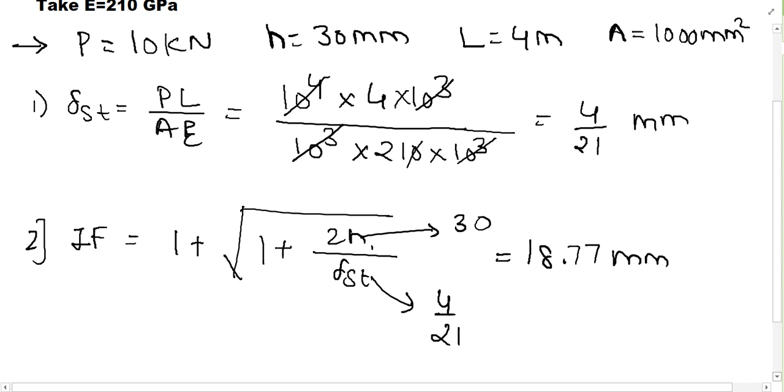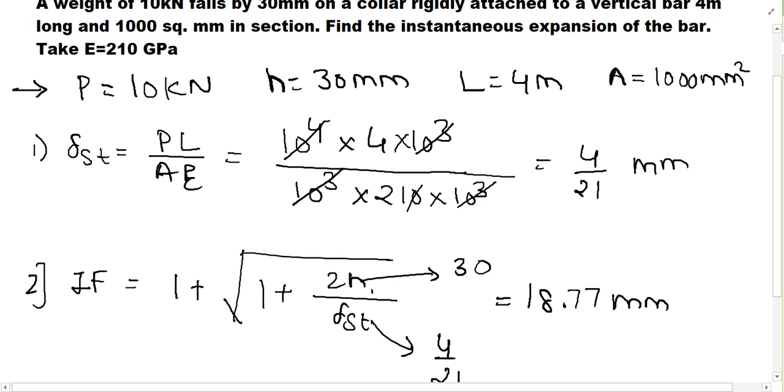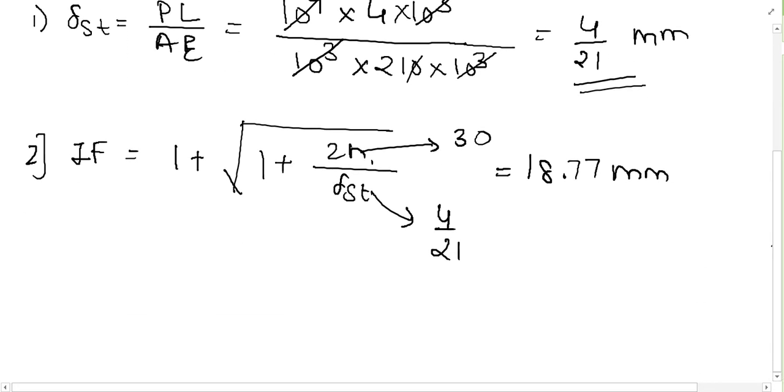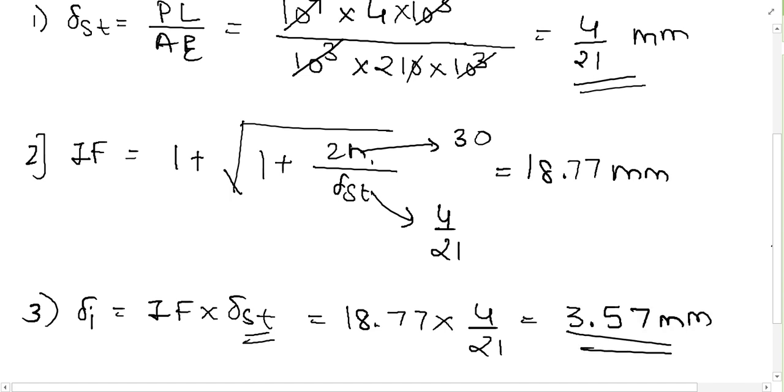Now once we get this impact factor, we can find whatever we want. What they have asked is the instantaneous expansion of the bar. Now this is the static expansion of the bar. To find the instantaneous expansion, that is delta I, we'll do impact factor times delta static. So it comes as 18.77 into static, which means 4 by 21. The answer that we'll get is 3.57 mm. So this is the instantaneous expansion of the bar.